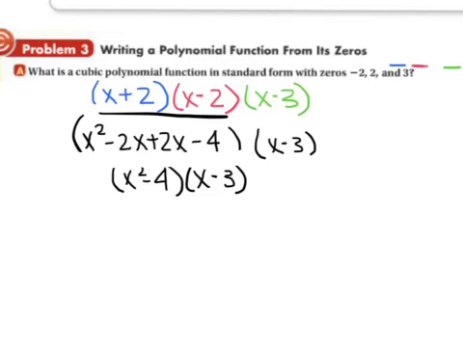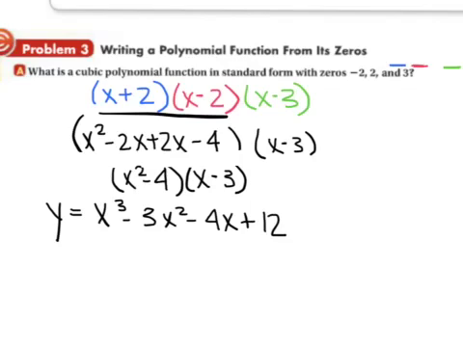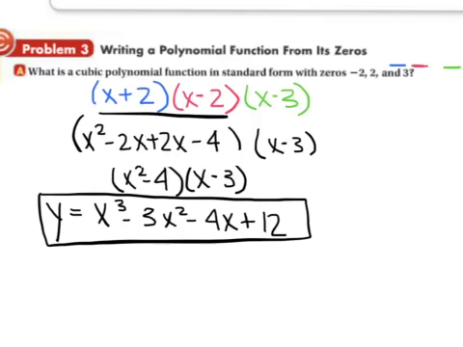Okay, now we have two binomials again, so we just have to FOIL again. X cubed minus 3x squared... Check to make sure you can't combine any like terms. Check to make sure it's in standard form. All of those things are true. So this is my polynomial. Y equals x cubed minus 3x squared minus 4x plus 12. We worked backwards from the factoring.